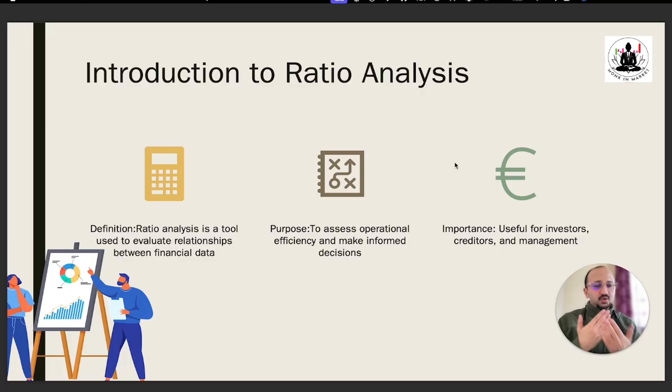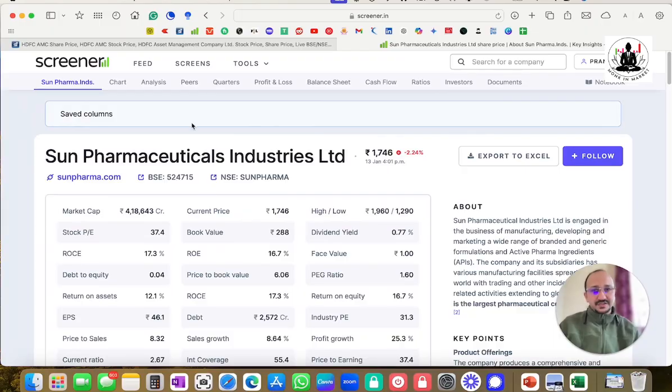Ratio analysis is basically a tool to evaluate the relationships, which is very important, relationships between the financial data. Now, this relationship term, I would like to say that the ratio is used to find relationships amongst the headings of the balance sheet, or amongst the headings of the profit and loss statement or cash flow statement.